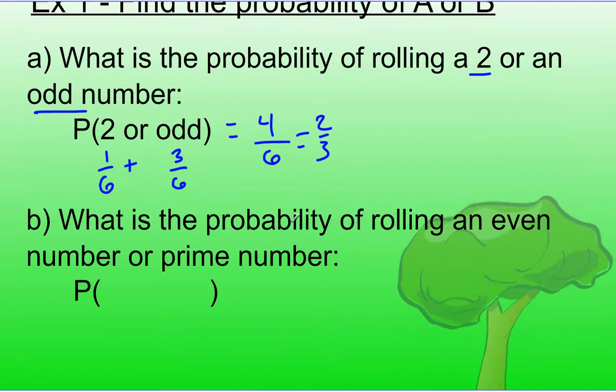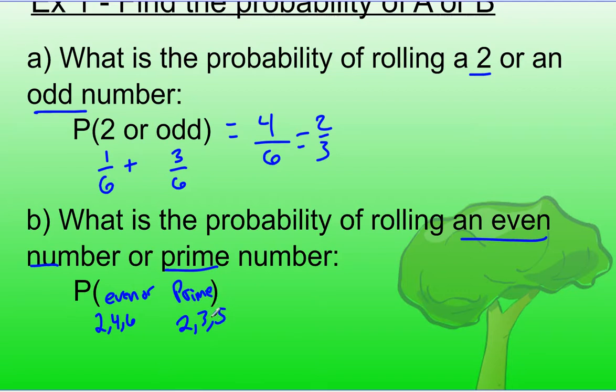Letter B. What is the probability of rolling an even number or a prime number? So even or prime. Now, even numbers would be 2, 4, and 6. What are my prime numbers? Prime numbers are things that don't have any factors except 1 and itself. So in this case, 2 is prime, 3 is prime, 5 is prime, and that would be it.